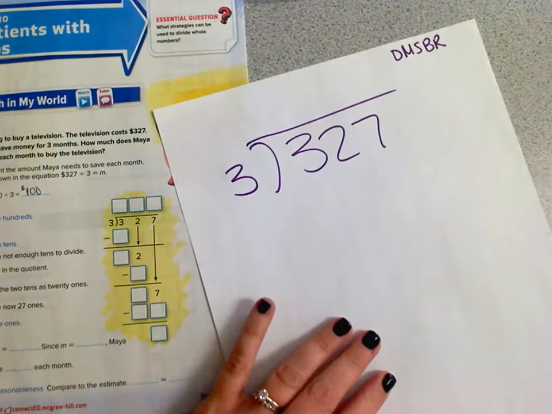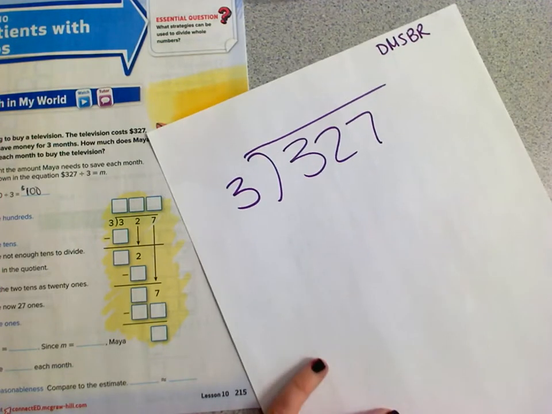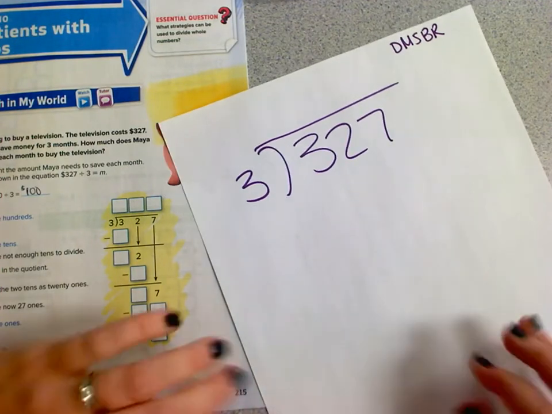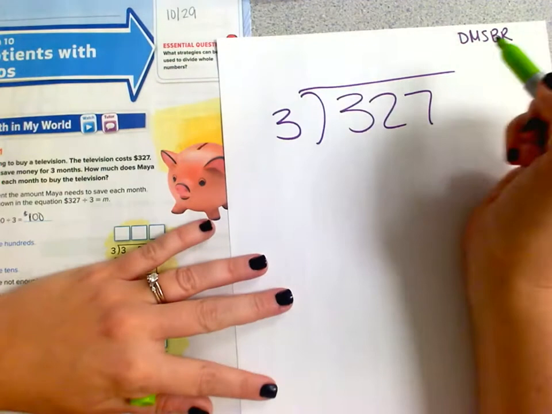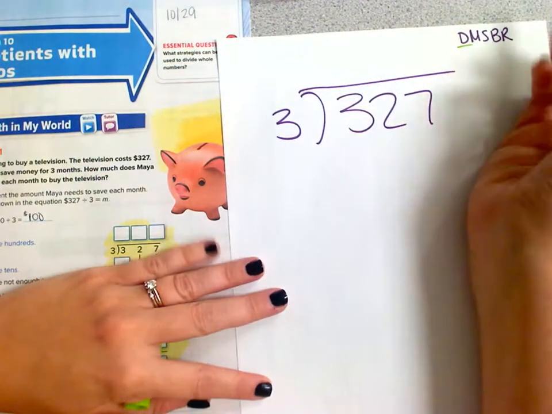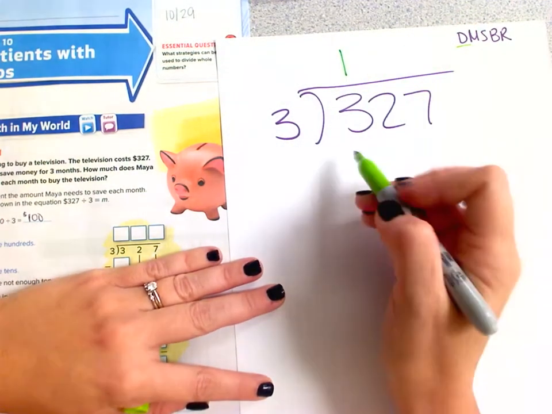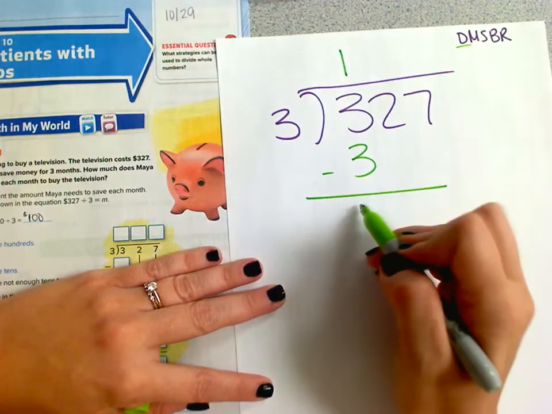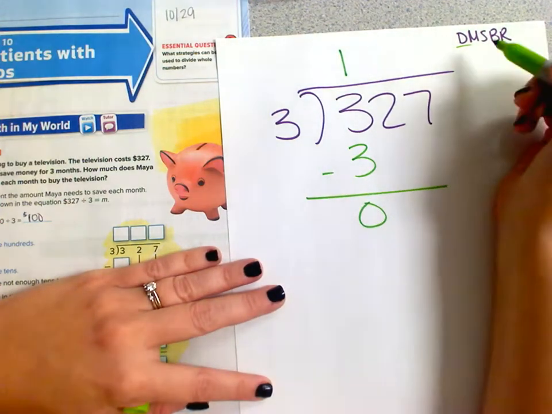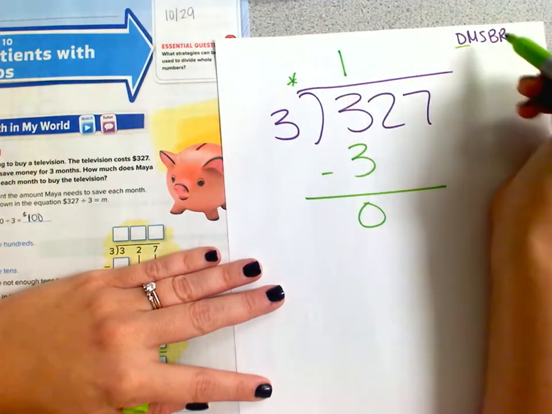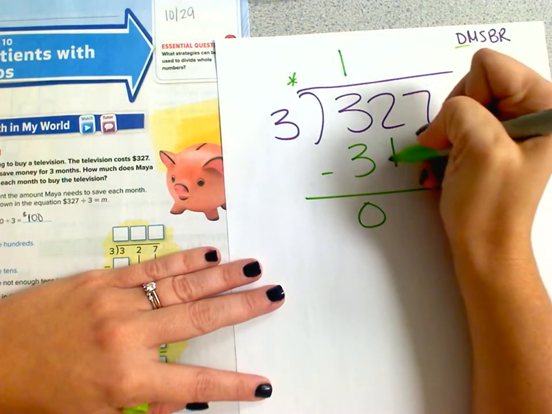Divide, multiply, subtract, bring down, repeat. Okay, let's start our process. How many times can 3 go into 3? 1. 1 times 3 is 3. Minus equals 0. Next step. So we multiplied there, we subtracted. Next step, B, bring down.